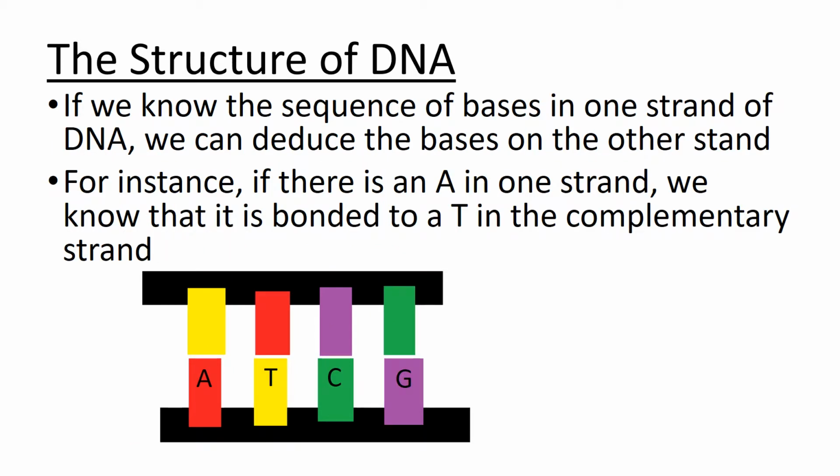If we know the sequence of bases in one strand of DNA, we can deduce the bases on the other strand. For instance, if there's an A in one strand, we know that it's bonded to a T in the complementary strand. So we have A here, we know that we have T up here. If we have T here, we know that we have A here. Down here we have cytosine, up here we have guanine. Down here we have guanine, up here we have cytosine.